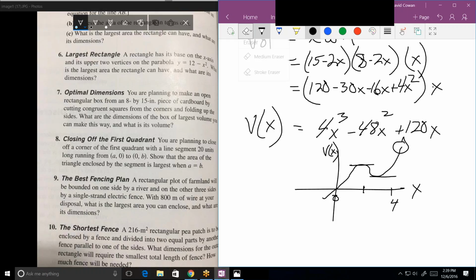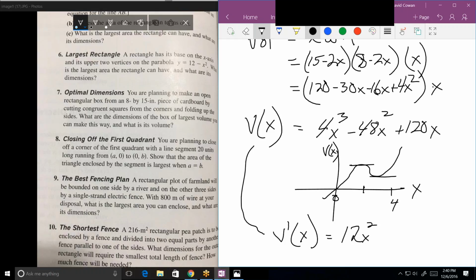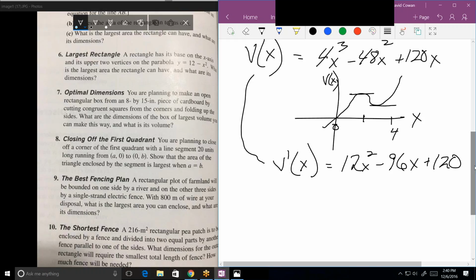Okay, so what we're going to do is down here, we're going to take the first derivative, V prime of x, which is what? V prime of x would be 12x squared minus 96x plus 120. Okay, and now what we're going to do is find out where the first derivative is 0, right? In other words, if I set that equal to 0, the points I'm going to find are that one and that one. And then all we have to do is figure out which one's the maximum and which one's the minimum.